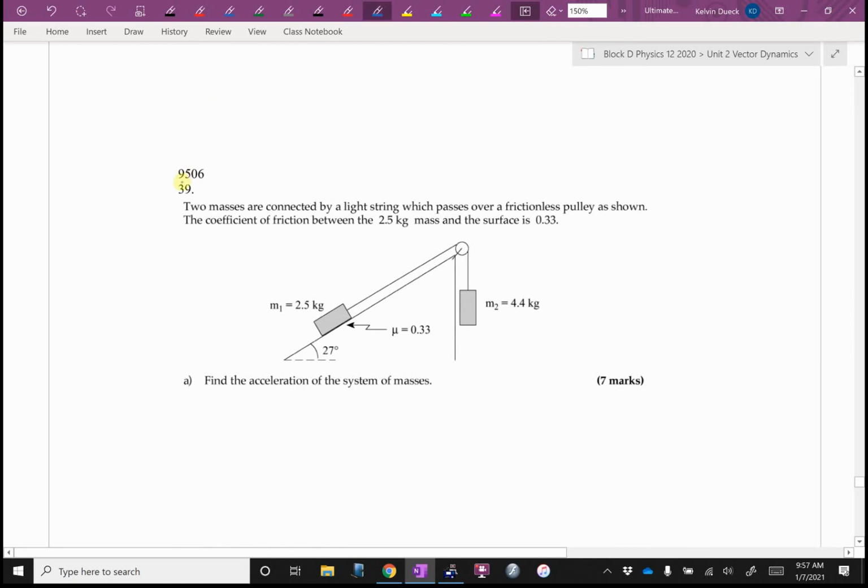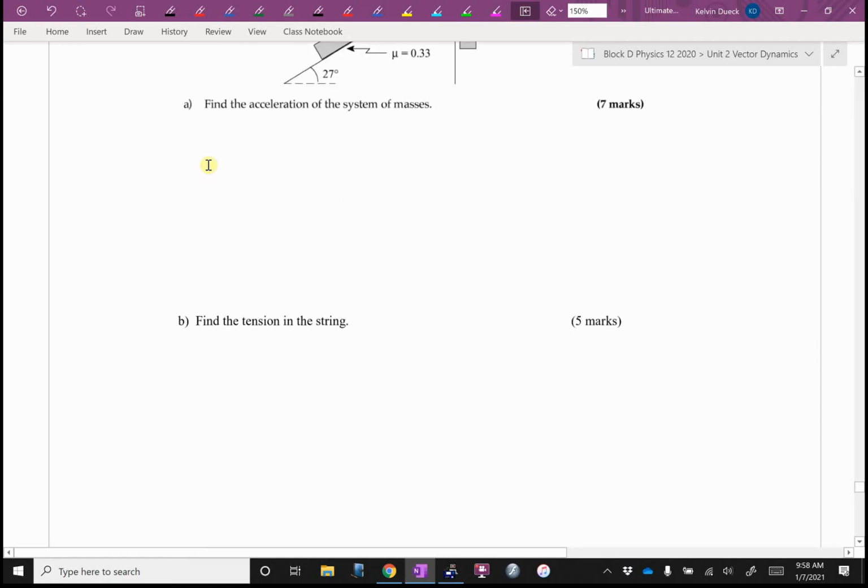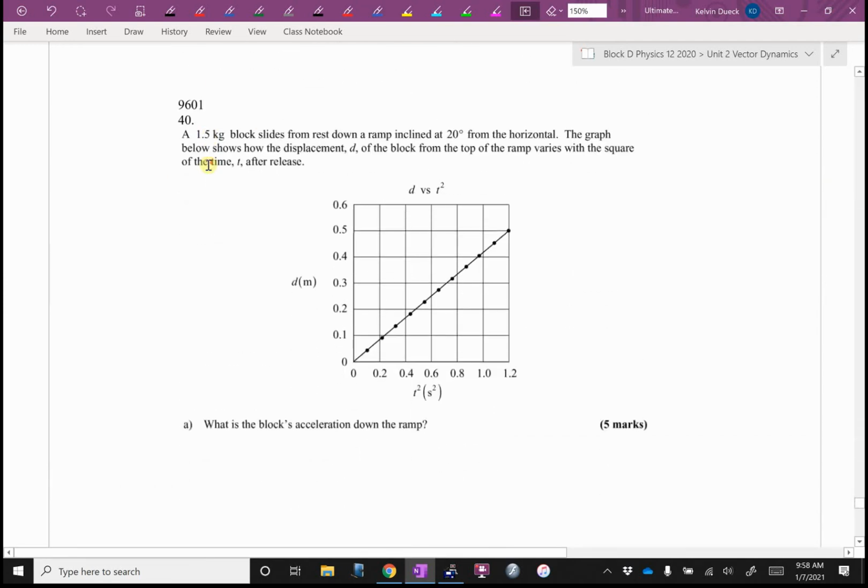Yeah, 39. We did one just like that on the quiz. I don't know why these ones were considered scholarship. It's an Atwood machine with a ramp. Meh. So find the acceleration, find tension. But not 40.